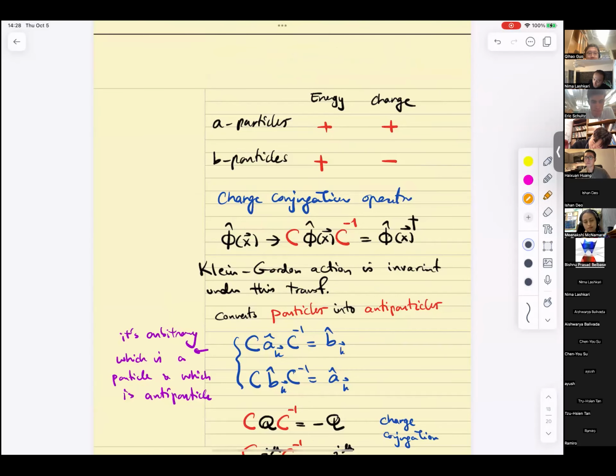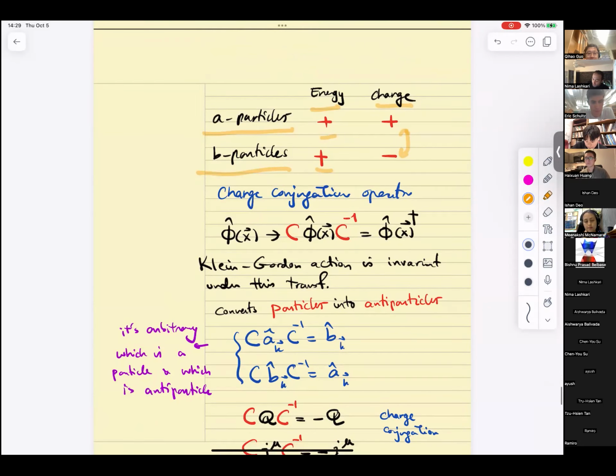So in summary, A particles and B particles are antiparticles of each other. They both contribute to the energy, but the charge is the opposite. Now, which one I pick to be the particle and which one to be the antiparticle is arbitrary. It's up to me. And that's just a statement that I have a charge conjugation symmetry. So this charge operator acting on phi will send phi to phi dagger. It produces a Z2 symmetry. Is it clear why? Because it sends phi to phi dagger, and phi dagger dagger is phi again.